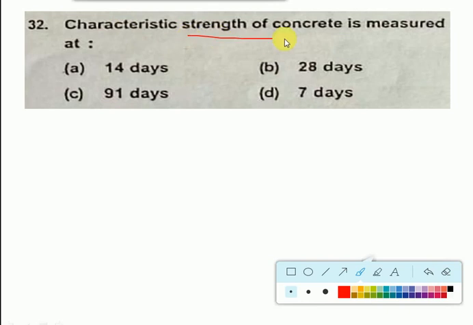Characteristic strength of the concrete is measured at. Always characteristic strength will be measured at 28 days. Another question they will confuse you with: in how many days will the concrete reach its full strength? That is in 7 days. But for the characteristic strength, we have to consider 28 days. These are the major two; they may confuse you with these two words. Try to remember these two points.